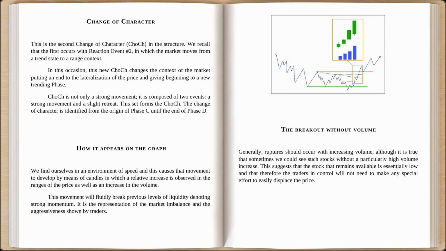The breakout without volume. Generally, ruptures should occur with increasing volume, although it is true that sometimes we could see such breakouts without a particularly high volume increase. This suggests that the stock that remains available is essentially low, and that therefore the traders in control will not need to make any special effort to easily displace the price.